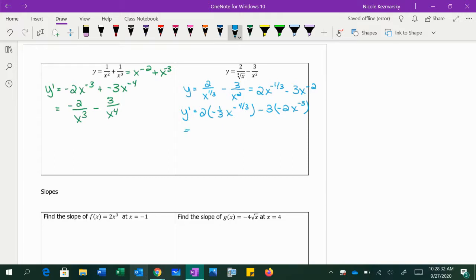And then we're going to clean things up. So we're going to have negative 2/3 x to the negative 4/3, and then plus 6 x to the negative 3. So we cleaned up the coefficients. Now we're going to clean up the exponents. So we're going to have negative 2 over 3x to the 4/3 plus 6 over x to the 3rd.